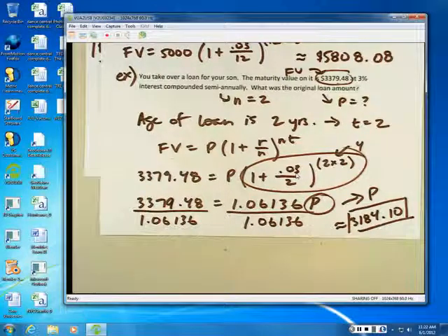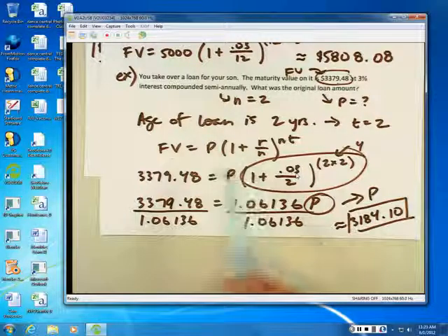So in this case, we were given the future value of that loan, and we had to go back and figure out what that principal, which we also call the present value. So we had to go back and figure out what the principal or the present value was.